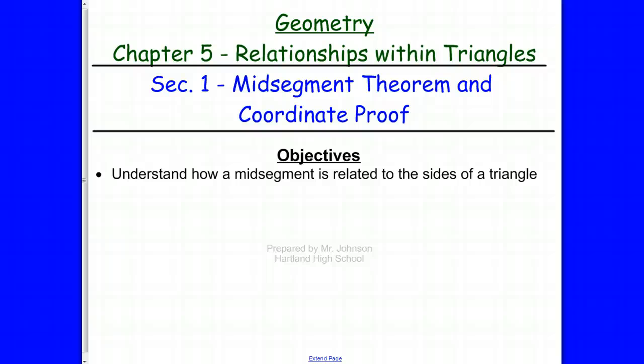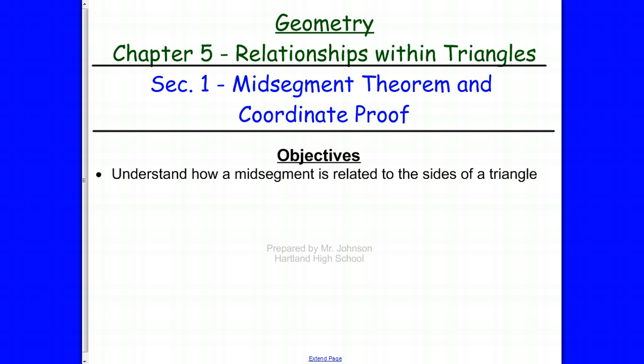Hello everybody, this is the notes for geometry class, 7th hour, section 1 of chapter 5. What we're talking about here in chapter 5 is, we got done talking about chapter 4, which was congruent triangles, the different types of triangles. And so in this chapter, like it says up top, relationships within triangles.